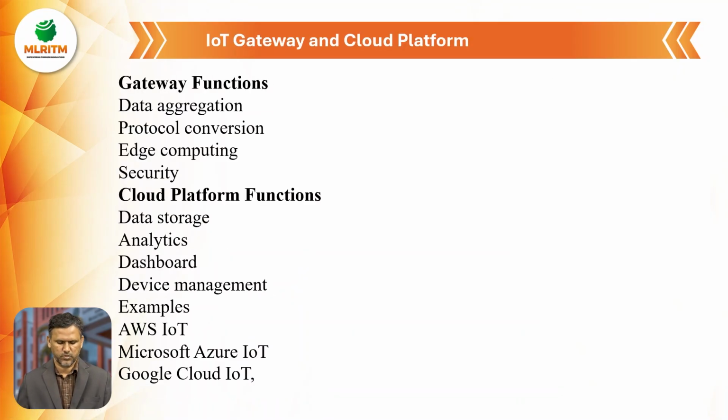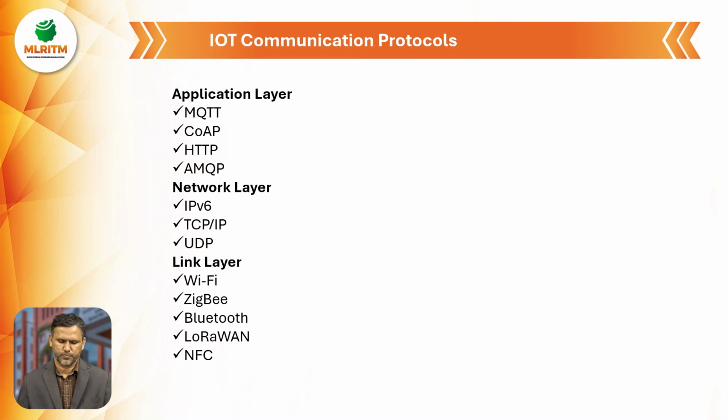Here, gateway functions you can observe: data aggregation, protocol conversion, edge computing, and security systems. Next, cloud platform functions are data storage, analysis, analytics and dashboards, and device management. Examples are AWS IoT, Microsoft Azure IoT, and Google Cloud IoT.